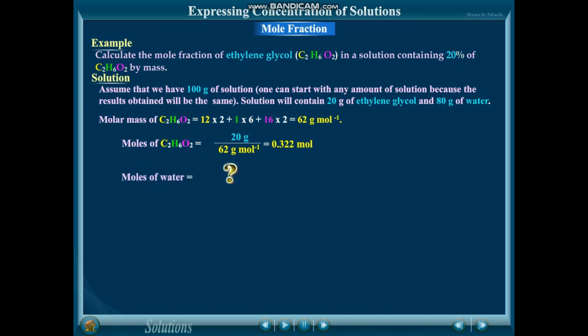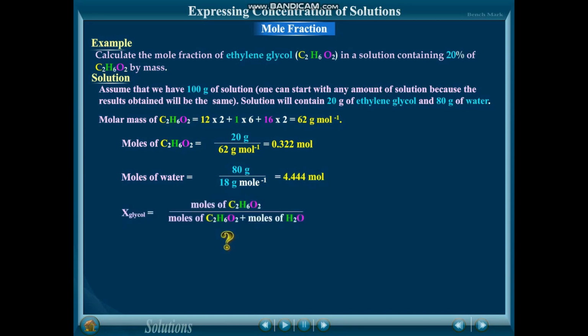Moles of water. Similarly, for calculating the moles of water, it is the mass of water divided by the molar mass of water. The mass of water is 80 grams divided by 18 grams per mole, as we all know the molar mass of water is 18. See here also that the units are always written. According to the CBSE board, you have to write the units while substituting, and don't forget to do that. The answer here, the moles of water, is 4.444 moles.